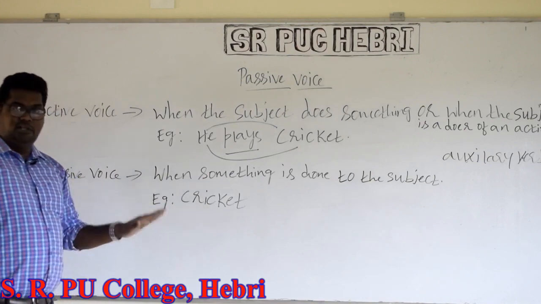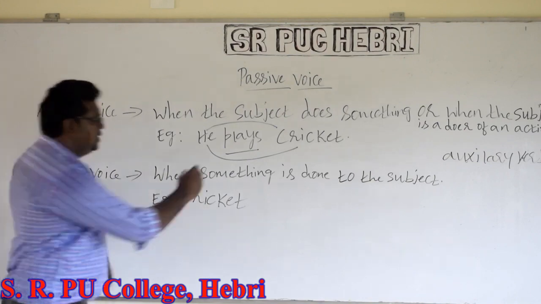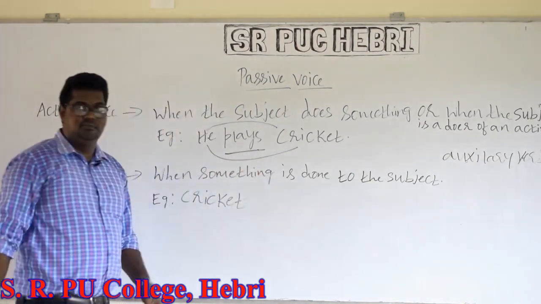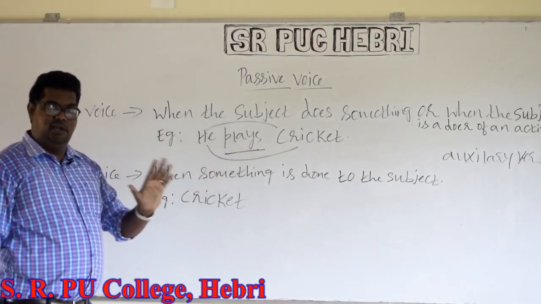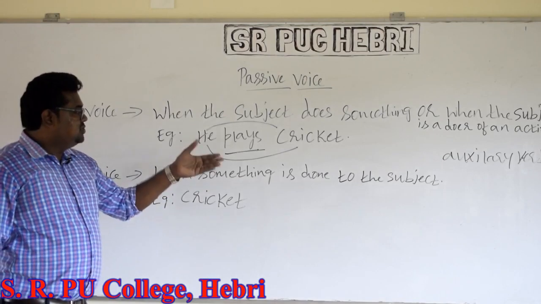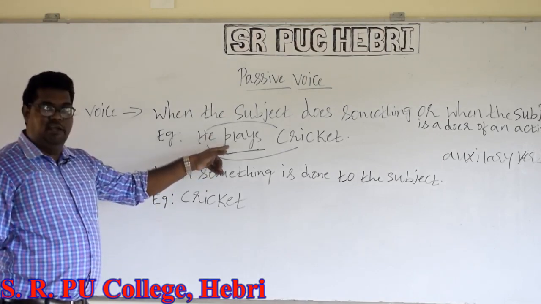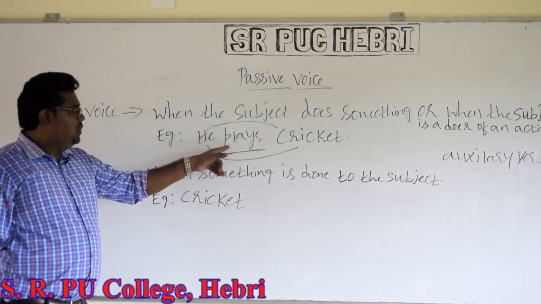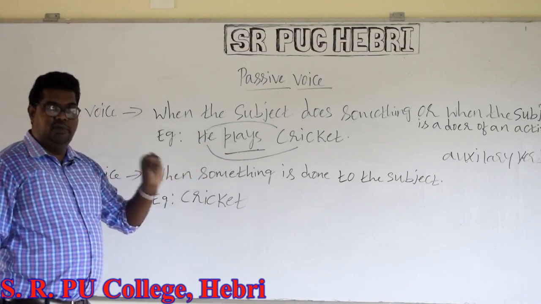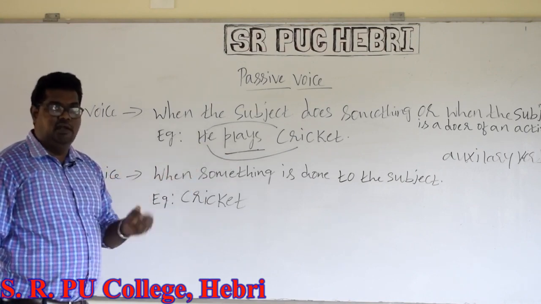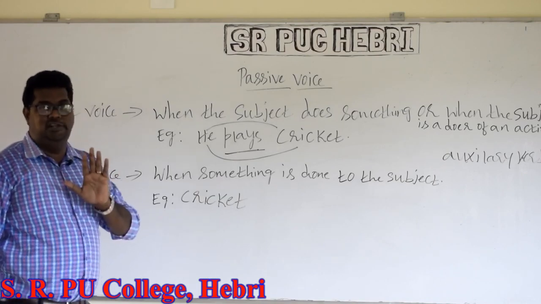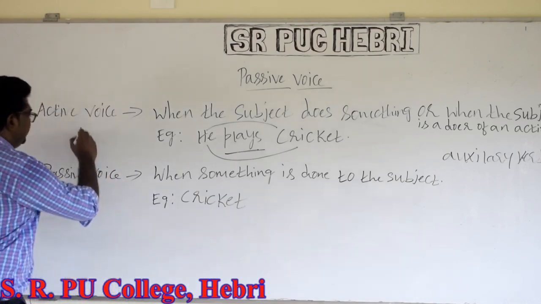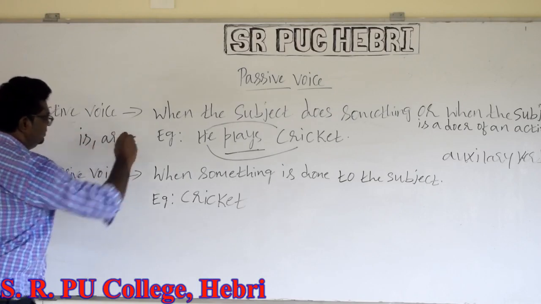To apply the auxiliary verb, we need to check the tense of the main verb. What is the tense of the main verb? In this example, plays becomes the main verb, and we need to check what the tense of this main verb is. Plays is in the present tense, to be more accurate, simple present tense. And in simple present tense, there are 2 auxiliaries available: one is is and one more is are.